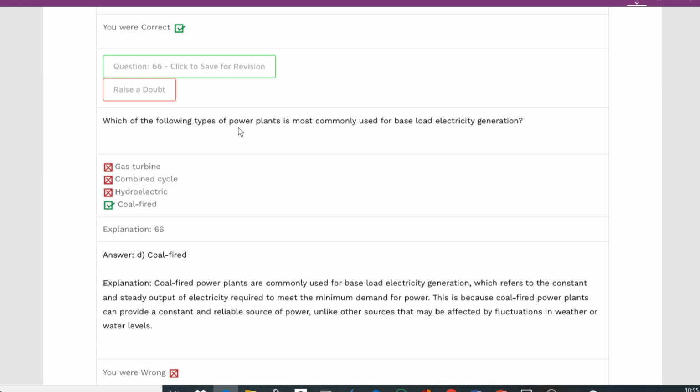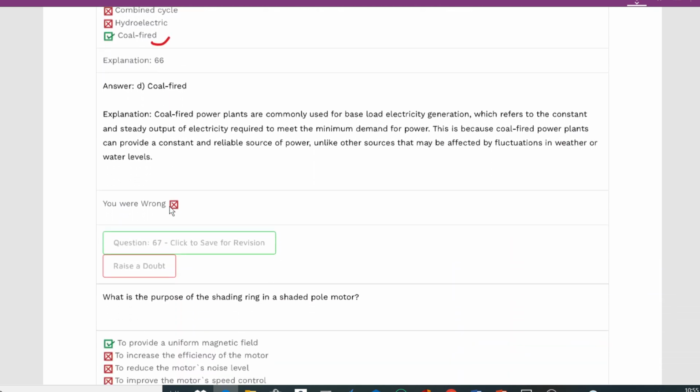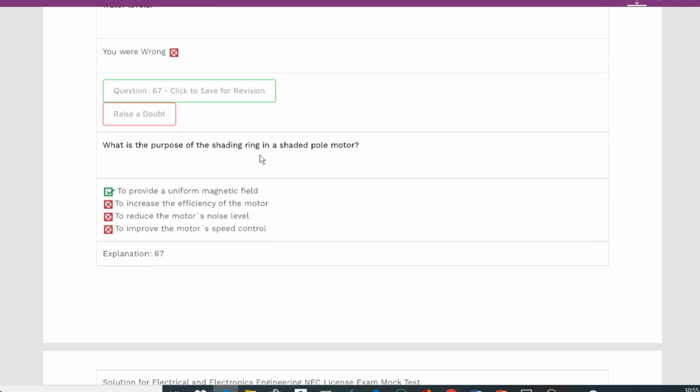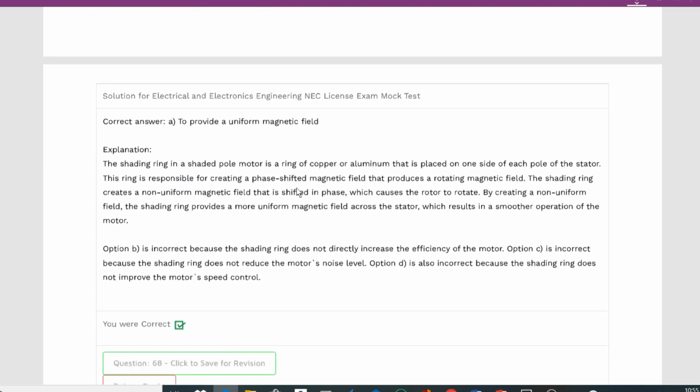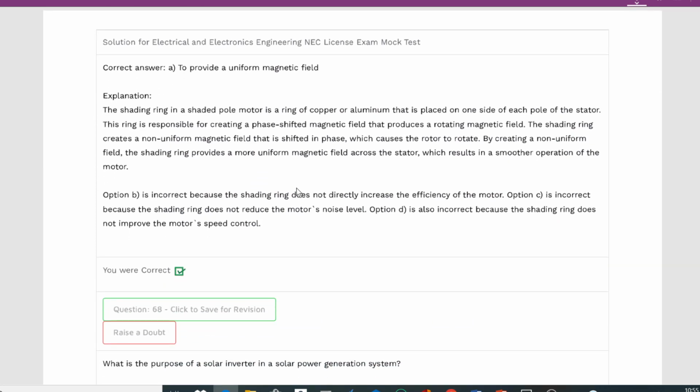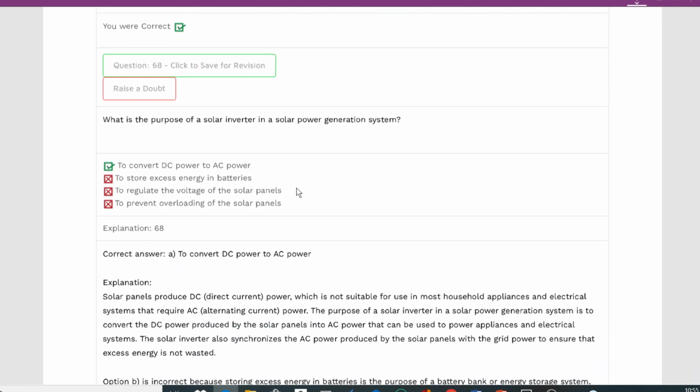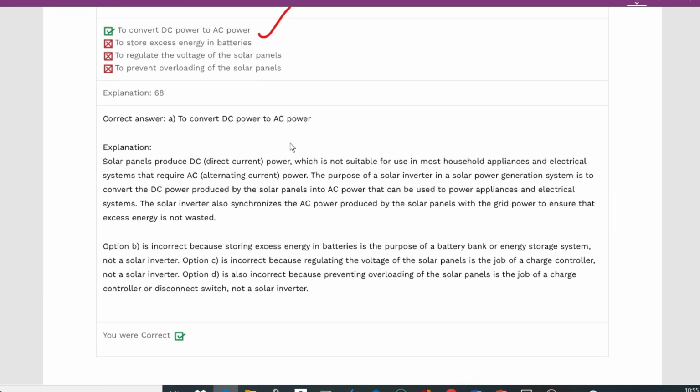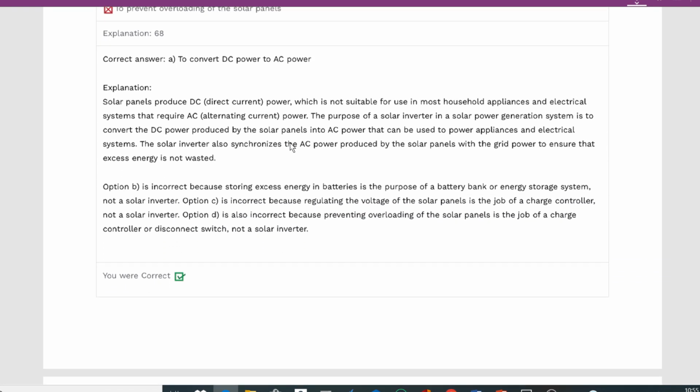Now, which of the following types of power plant is most commonly used for base load electricity? For base load electricity, normally coal-fired is used here. Now, what is the purpose of the shading ring in a shaded pole motor? Its purpose is to provide a uniform magnetic field. Here you can see the explanation part as well. What is the purpose of a solar inverter in a solar power generation system? The purpose of a solar inverter is to convert DC power to AC power. Option A is correct here. And these are the explanations for solar panels.